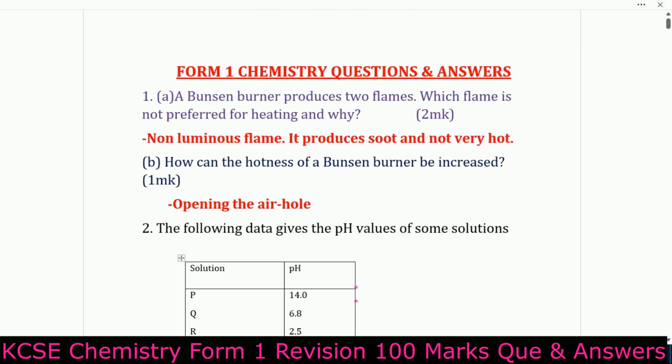You are told a Bunsen burner produces 2 flames. Which flame is not preferred for heating and why? The flame which is not preferred for heating is the non-luminous flame. Why? It produces soot and is not very hot. Question B: How can the hotness of a Bunsen burner be increased? By opening the air hole.